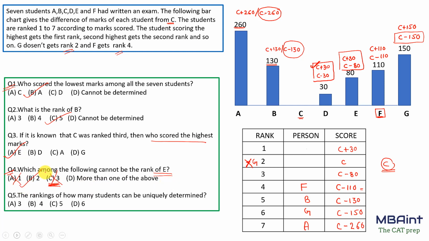So answer is this. Now question number 5 says, the ranking of how many students can uniquely be determined? So we were seeing throughout all the questions that the ranking of these 4 students is always fixed. So answer to this question is B, 4. Hope you have understood it. Thank you.